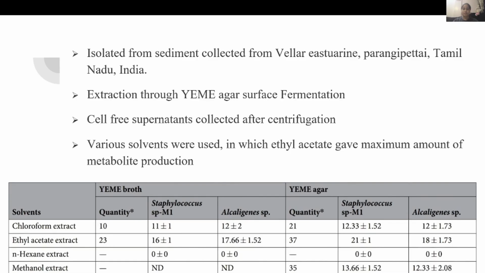So the sample was collected from Vellaristorium, Parangapettai, Tamil Nadu, India. This sample was then extracted using yeast extract, malt extract, agar surface fermentation. It was given for centrifugation, and after centrifugation, supernatant was tested against various solvents. Various solvents were chloroform extract, ethyl acetate extract, N-hexane extract, and methanol extract, in which ethyl acetate gave maximum amount of metabolite production. It means it is a suitable solvent for production of that particular metabolite which shows antifouling properties.